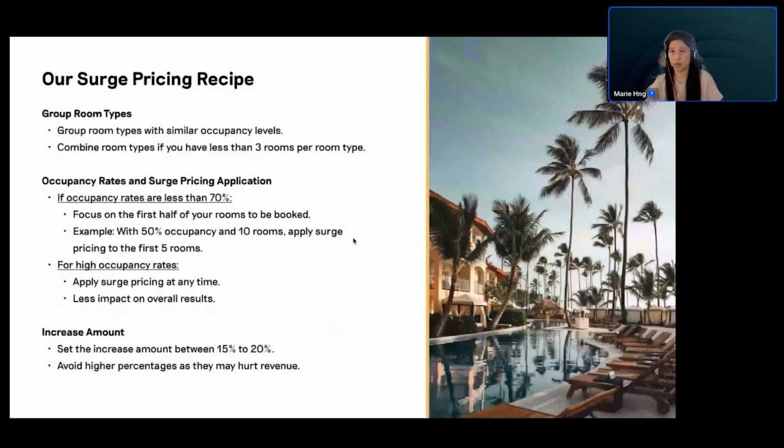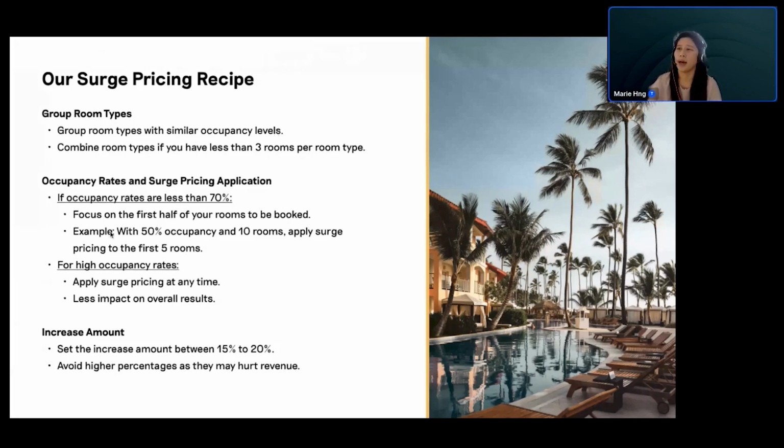Now, specifically for surge pricing, some things to note. You want to group room types with similar occupancy levels if you want to make it a little bit easier, a little bit tidier, if you're not wanting to set up a rule for each room type. Okay, you can group them together if they have similar occupancy levels. Another reason why you'd be grouping room types, if you have less than 3 rooms per room type, then definitely look at grouping them together, as you tend to see better results that way.